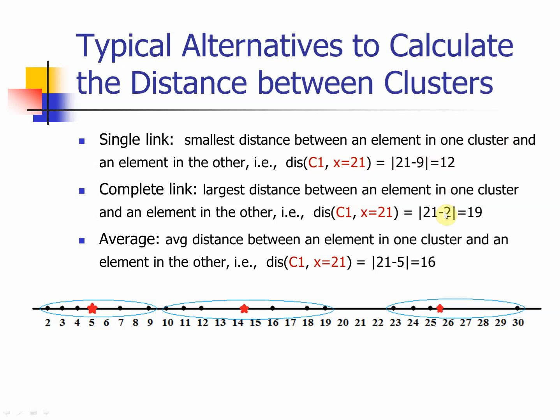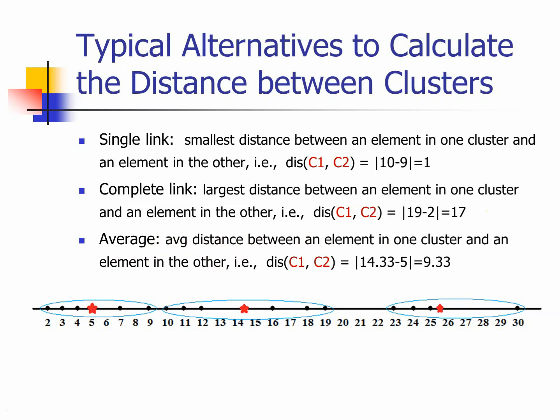For the complete link, we want to find the largest distance, which is from 21 all the way to the element 2 over here. So the distance for a complete link is going to give us 19. The average is calculated from the element to the centroid. That is like considering one single element with a cluster. Even though that's one element, it can still be considered as one cluster. It's just that this cluster has only one item.